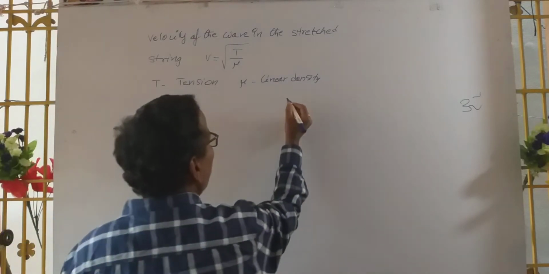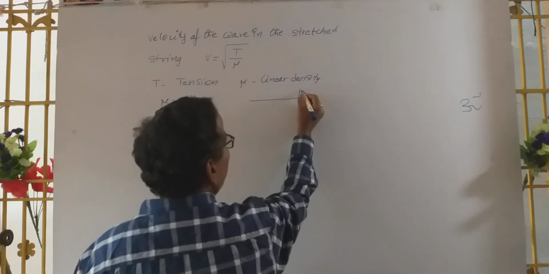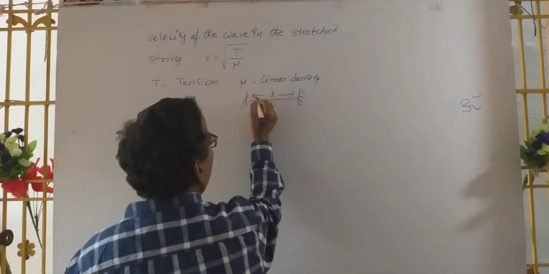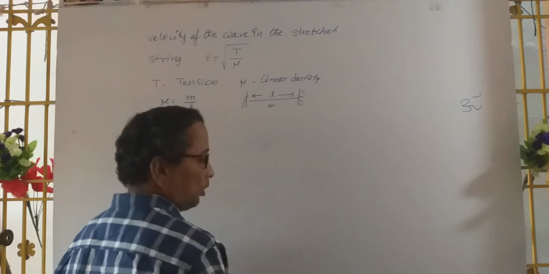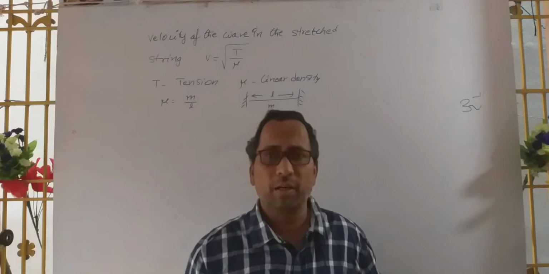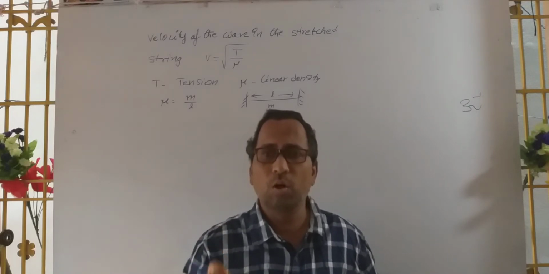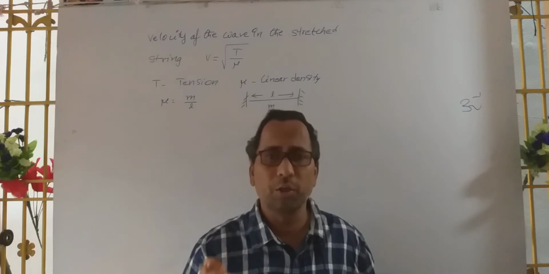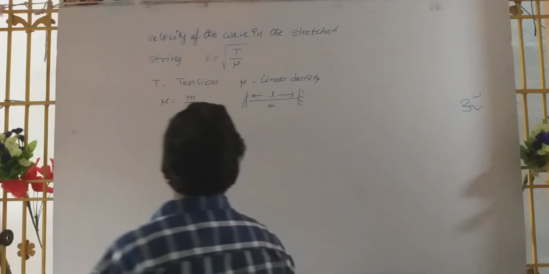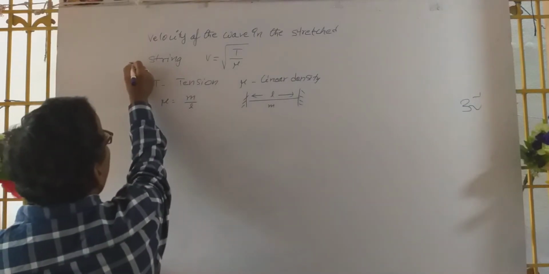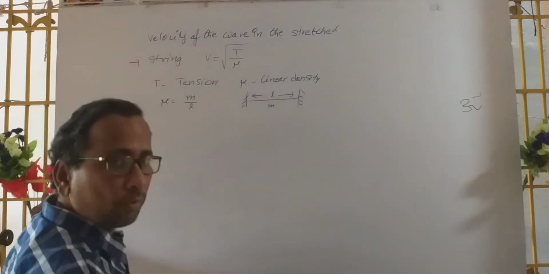Suppose a string is stretched between two rigid supports like this. Let L be the length of the string and M be the mass of the string. If it is plucked and released, a wave is generated. The velocity of the wave v is equal to root of T by mu, where T is the tension and mu is the linear density, meaning mass per unit length. So we have written it like this.